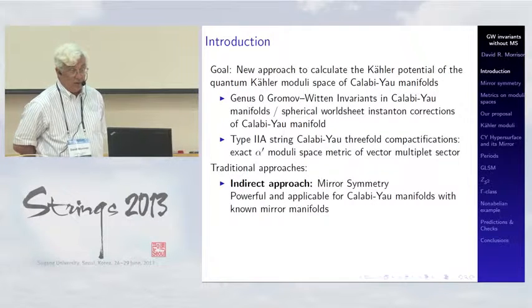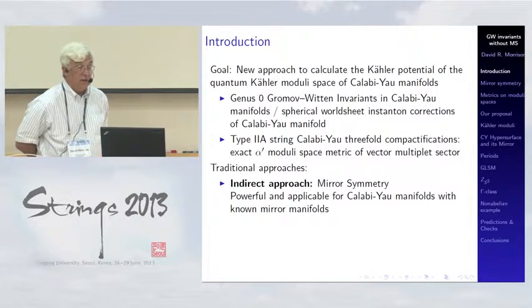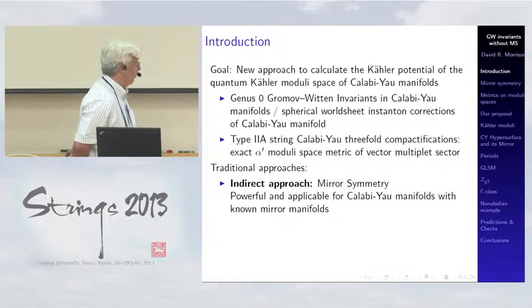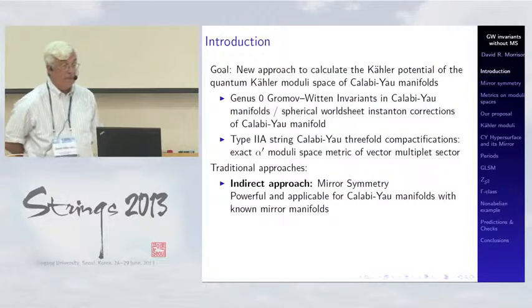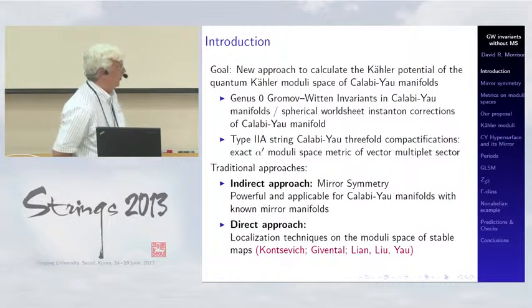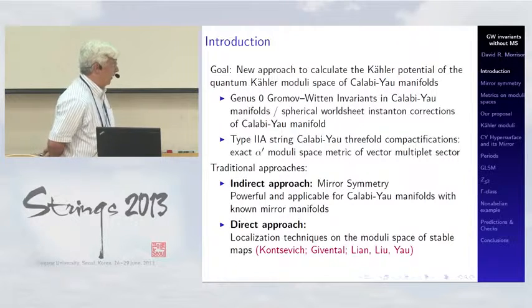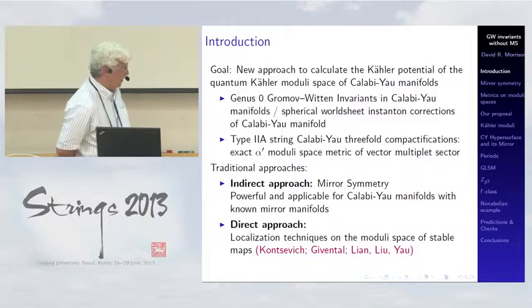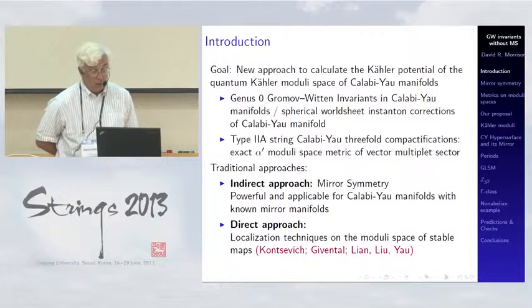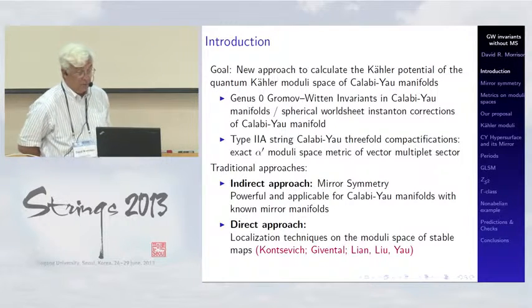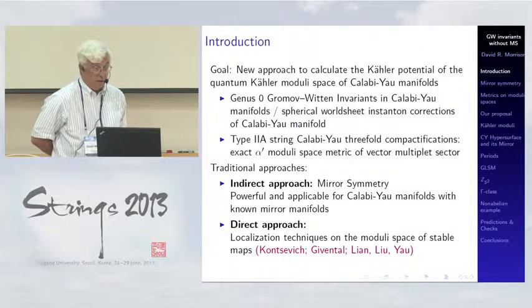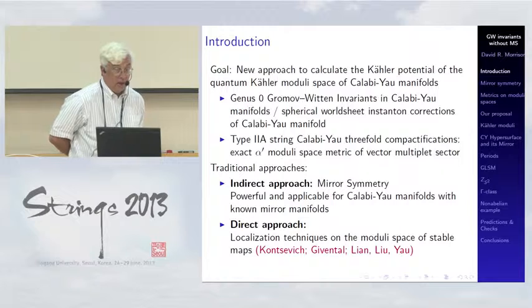The traditional approach to this problem, based on this idea of mirror symmetry, was to use the mirror manifold to do the calculation. I'll review that in just a minute. There's also a direct approach, which was subsequently developed by mathematicians. First of all, giving a careful mathematical definition of the Gromov-Witten invariants. That was done by Kontsevich. And then there were two mathematical proofs, one by Givental and the other by Lian, Liu, and Yau, of the formulas that Candelas et al. had gotten by using the mirror.